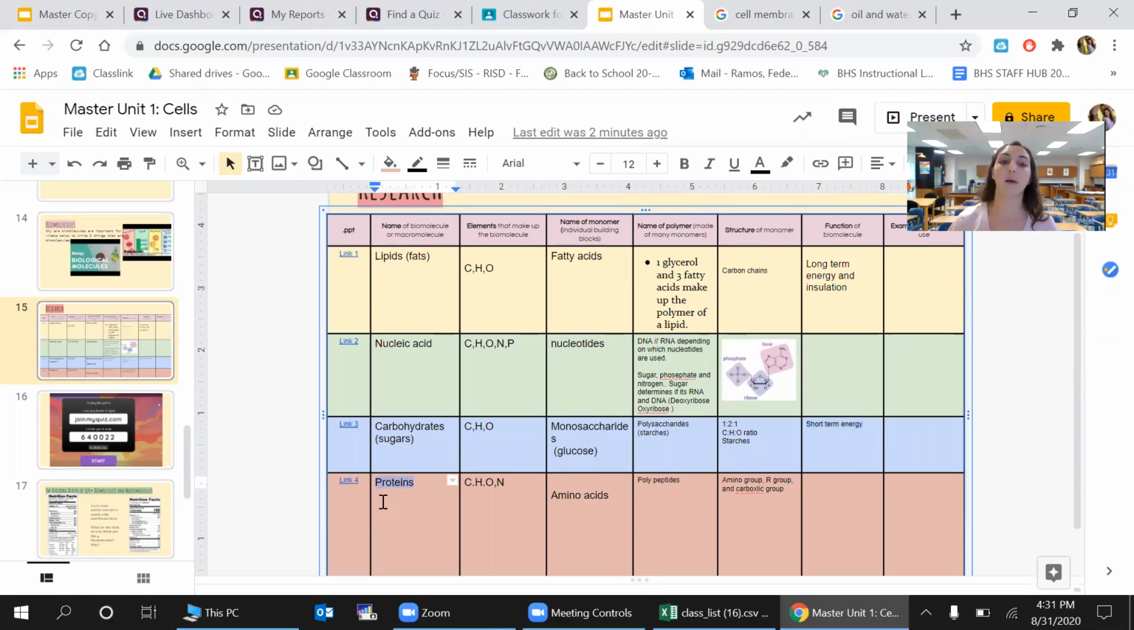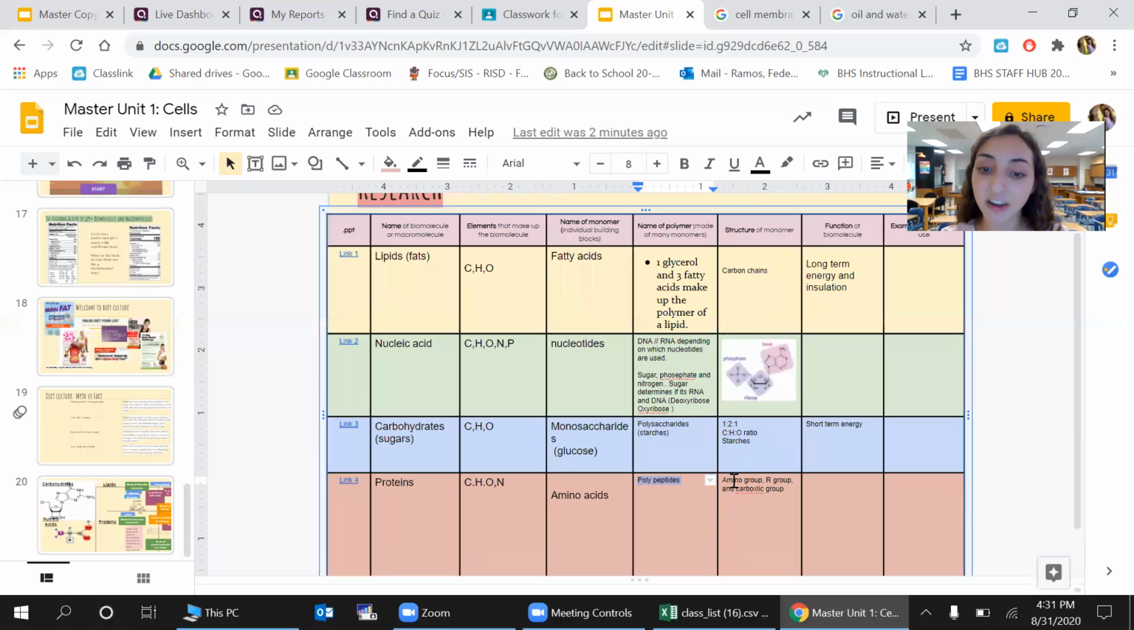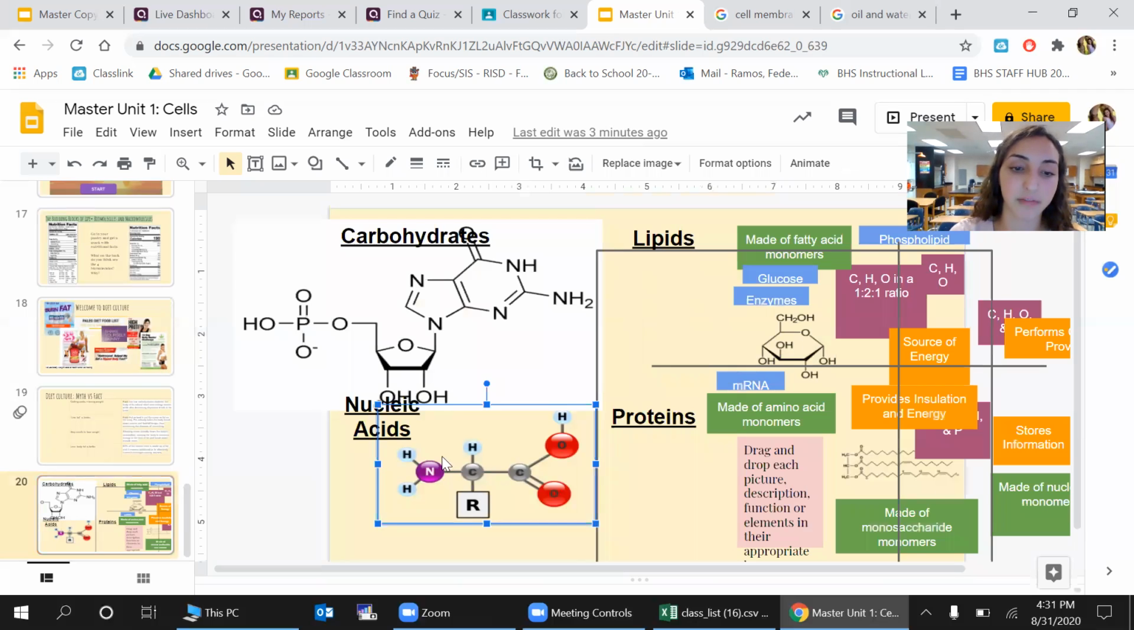Proteins, finally, are made up of carbons, hydrogens, oxygens, and nitrogen. Notice that there is no phosphorus there. Individually, they're amino acids, and as a polymer, it is a polypeptide. They are made up of an amino group, which is the N group, the R group, and then the carboxylic group. So this is what a protein looks like. We have our amino group, our R group, and then our carbon group.